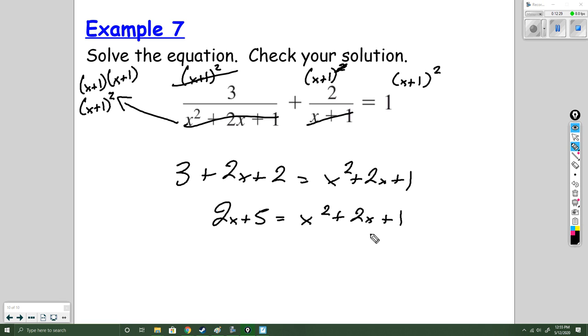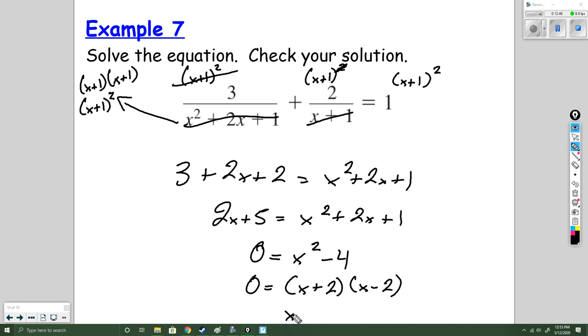So we're going to subtract 2x, and we're going to subtract 5. So if we subtract 2x, that cancels that out. Subtract 5, that makes it negative 4. And this is a special case, special pattern, which factors to be x plus 2 times x minus 2. So when we set each equal to 0 and solve, we get x equals negative 2, and then x equals positive 2. Now, of course, we'd want to check our solution.